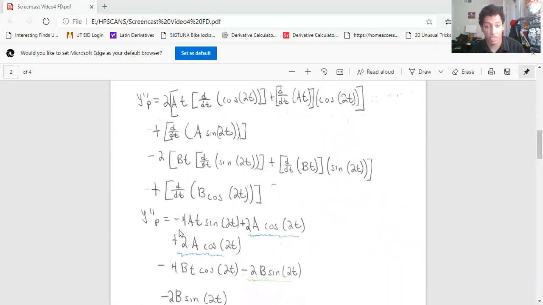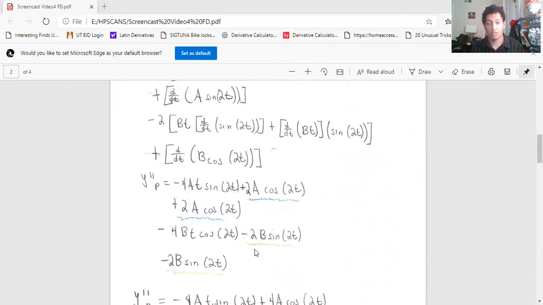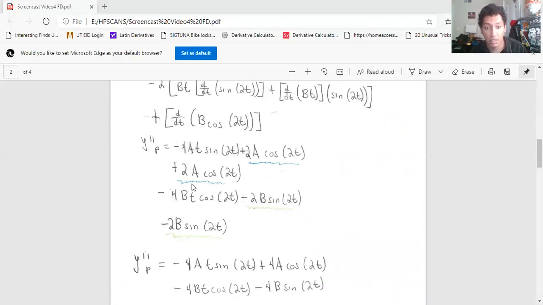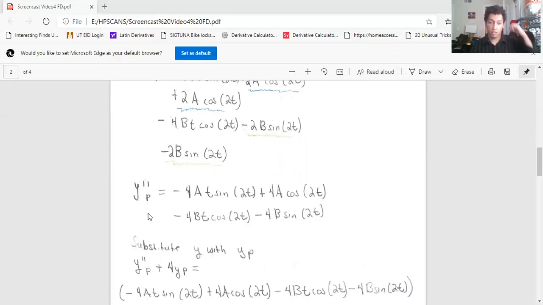Now I'll give you the form: -4at sine of 2t plus 2a cosine 2t plus 2a cosine 2t minus 4bt cosine 2t minus 2b sine 2t minus 2b sine 2t. You can see that these two forms match, so you can just add them together. These two forms in green match, so you add them together too. That's how you simplify. You get -4at sine of 2t plus 4a cosine 2t minus 4bt cosine 2t minus 4b sine of 2t.